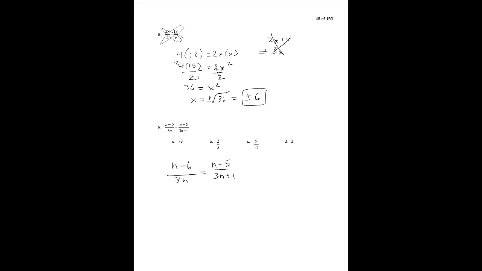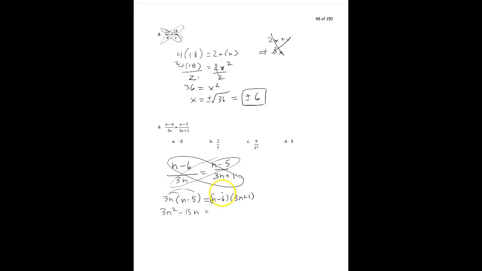Okay, number 9, same process, just a little bit more algebra involved here. So this first one is 3n times, again, making sure to keep it in parentheses, n minus 5. This one is n minus 6 in parentheses times 3n plus 1 in parentheses. Now we have to do our algebra here. This one is a single factor times a binomial, so we're going to distribute: 3n squared minus 15n.